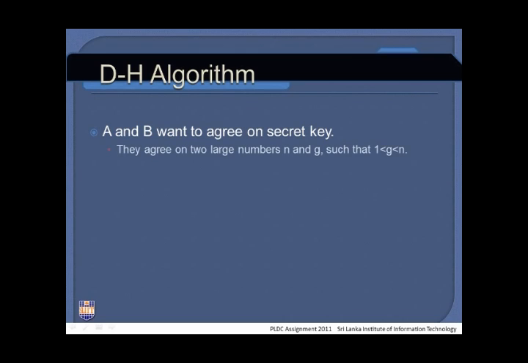The Diffie-Hellman process can be explained as follows. Assume that there are two people, A and B, and they want to agree on a secret key. Firstly, they agree on two large numbers n and g. Then A chooses a random number x and computes P, where P equals g to the power x modulus n, and sends P to person B.